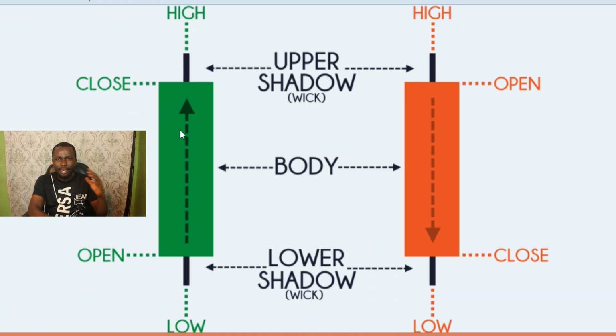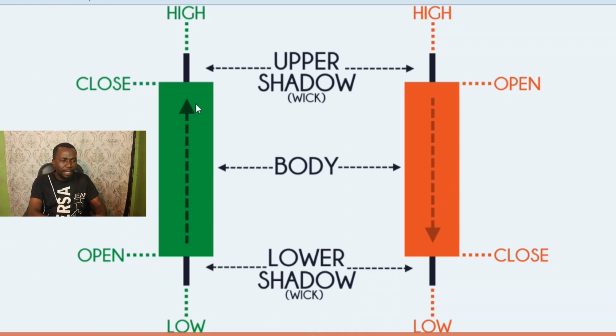Now this green signifies bullish, that is uptrend, while this red signifies bearish, that is downtrend. Some people use black and white color to differentiate between the bullish and the bearish, but the most popular colors that we use to identify the bearish and the bullish are green and red. When you see a candle with red color, you know that the market is going down, and if you see a candle with a green color, you know that the market is going up.